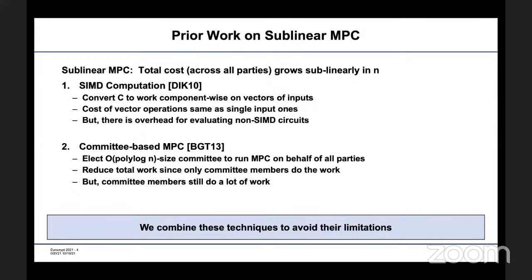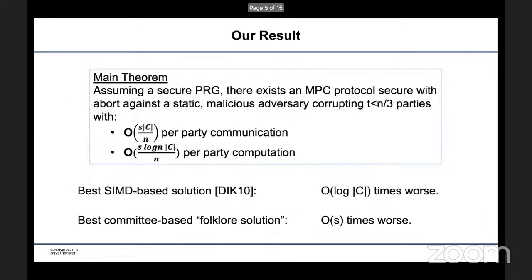And our paper is really going to combine these two approaches to get optimal cost for both settings. Specifically, our result shows that assuming a secure PRG, there exists a maliciously secure MPC protocol, secure against an adversary corrupting at most a constant fraction of parties, that achieves security with abort, where both the communication cost and computation cost decrease as more parties are added.